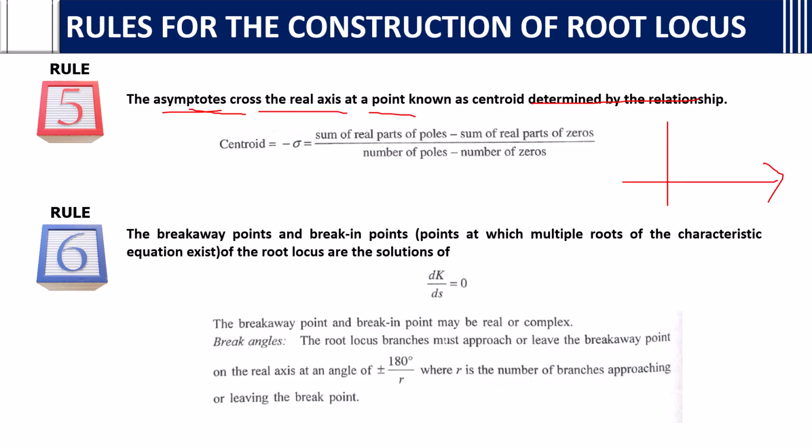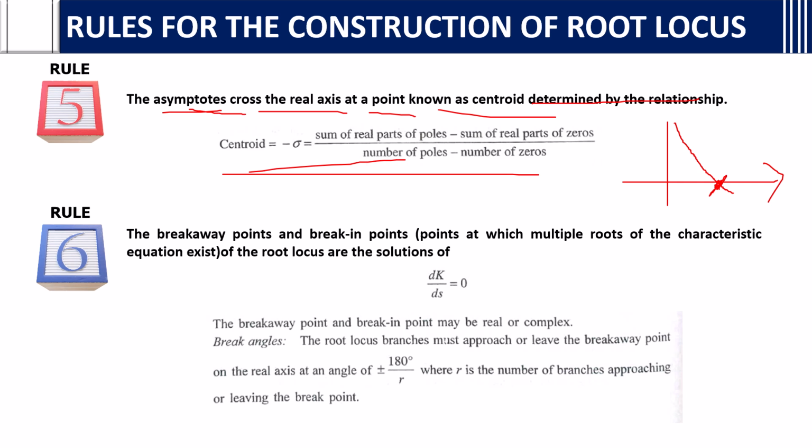What it means is, if this is an asymptote, it crosses the real axis. This point is called what? The centroid, determined by a relationship. What is that relationship? This is the centroid of the asymptotes.